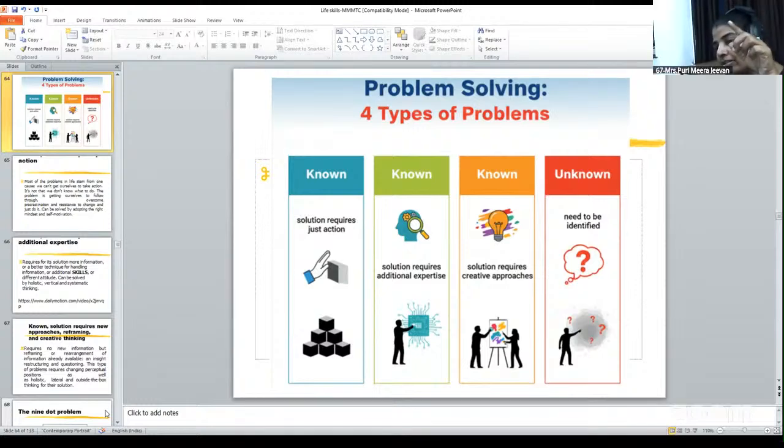Anybody else can give other examples? Students are not that attentive, then we need to change our way of delivering lectures. Yes. Very simple. When the students are not attentive, you change the teaching style or make it more attractive by using additional strategies. The second type: the problem is known, but it requires additional expertise.